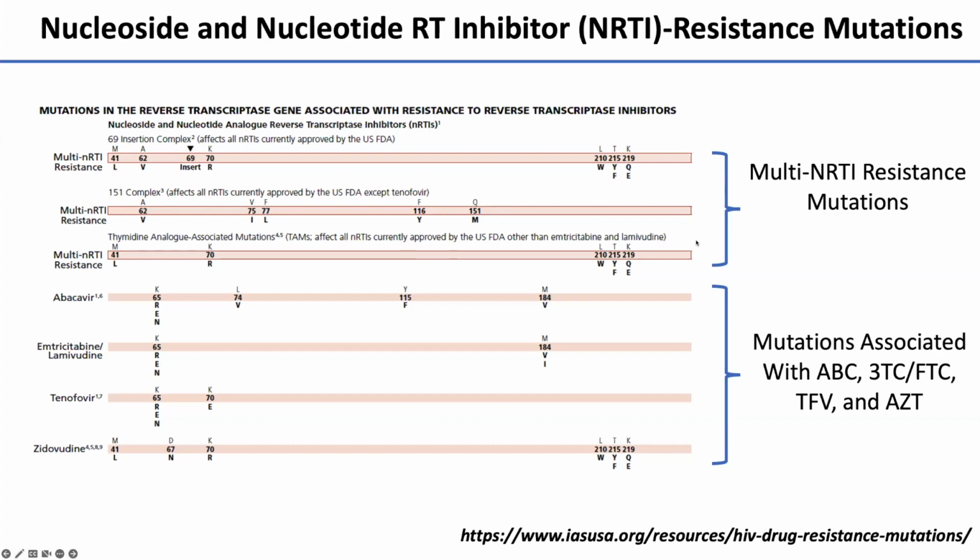The third class of multi-NRTI resistance mutations are the TAMs, also referred to as the thymidine analog mutations. The TAMs mainly affect AZT, but when they occur in certain combinations, they also reduce susceptibility to each of the other NRTIs. As shown here, 3TC and FTC have identical resistance profiles, and the two tenofovir prodrugs, TAF and TDF, also have identical resistance profiles.